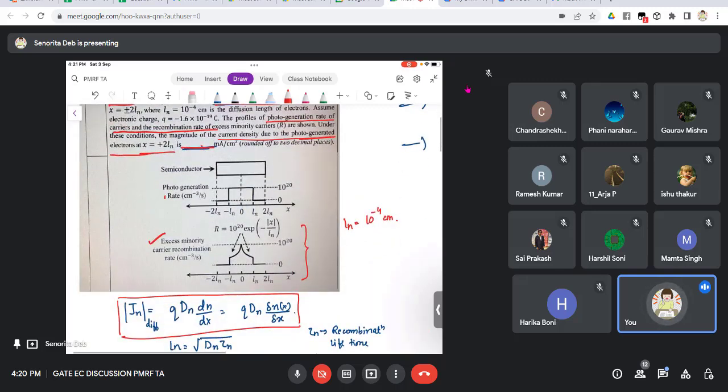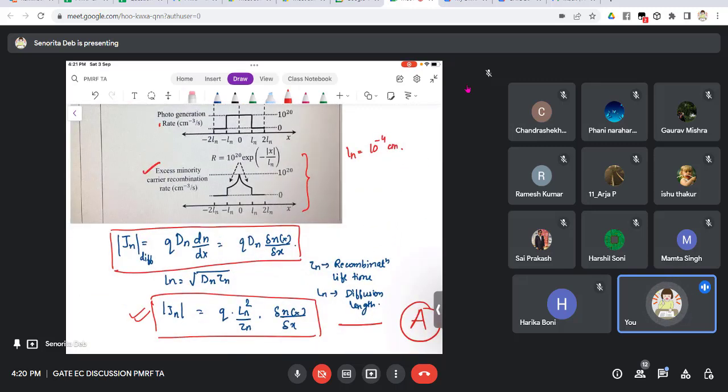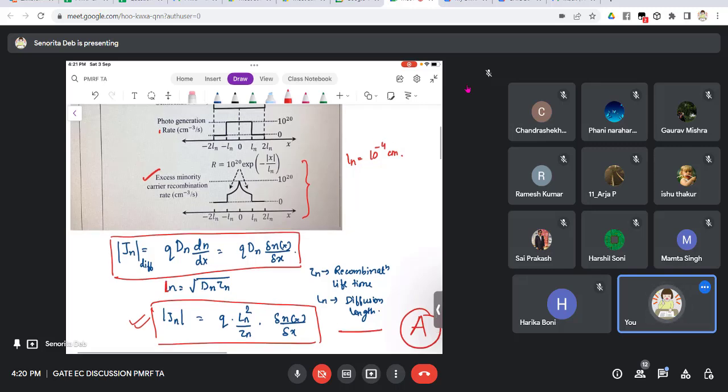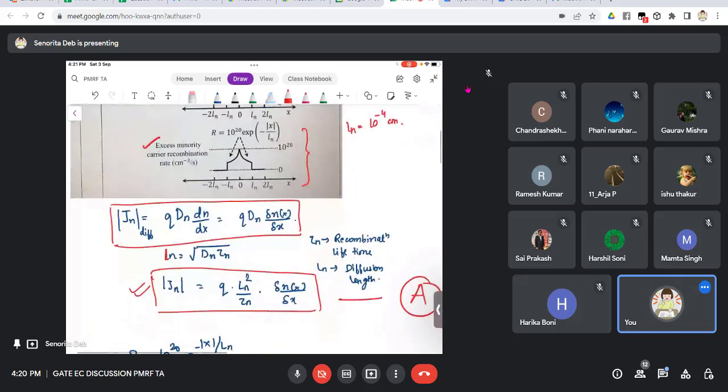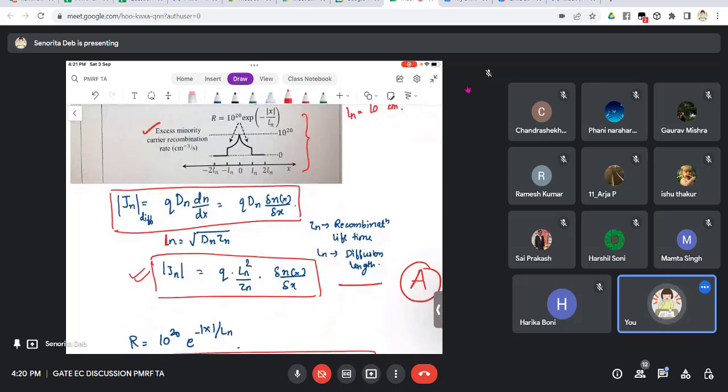Now we have another formula which says L_n, the diffusion length of the carrier, equals under root D tau. So D_n into tau_n, right? Where tau_n is the recombination lifetime. So from here we arrive that this formula can be rewritten as this, which I have put as equation number A.